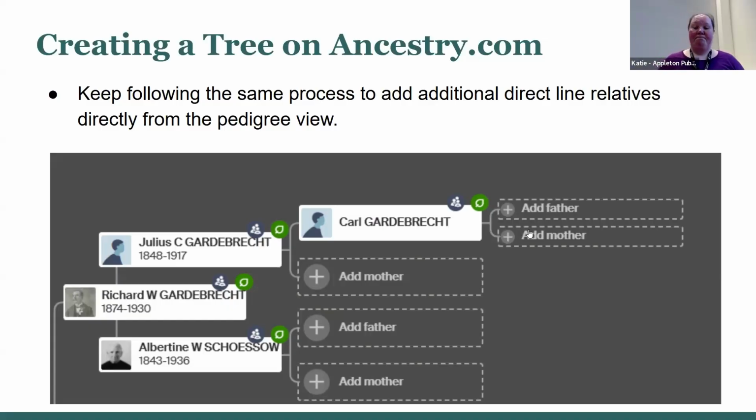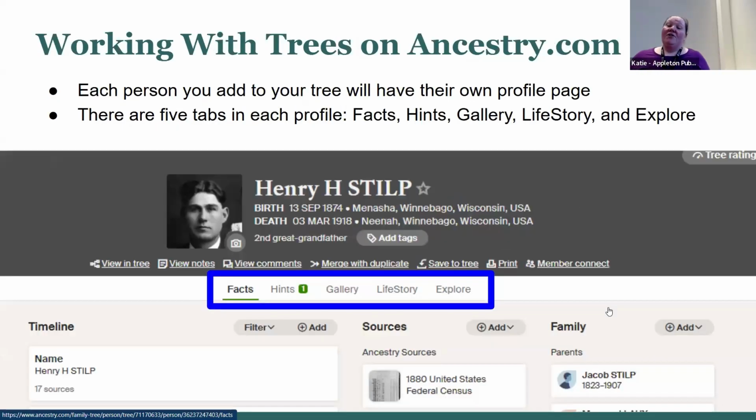You can also add additional people or do additional things on your tree. So each person that you create and add to your tree has their own little profile page. So this is a snapshot of part of my second great grandfather's page. And you can see that there's 5 different tabs on here. So there's a facts tab where it kind of defaults. You've got that timeline that I've talked about. You've got sources listed here. You've got family members listed here.